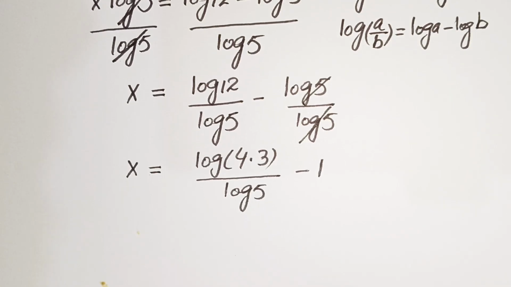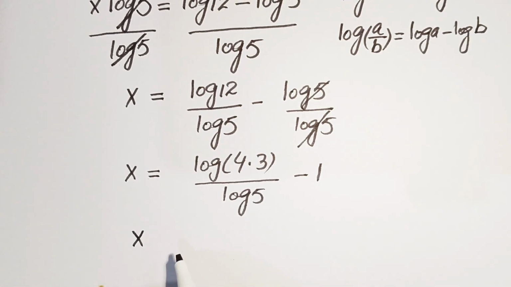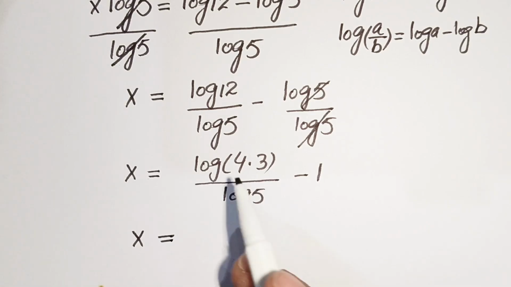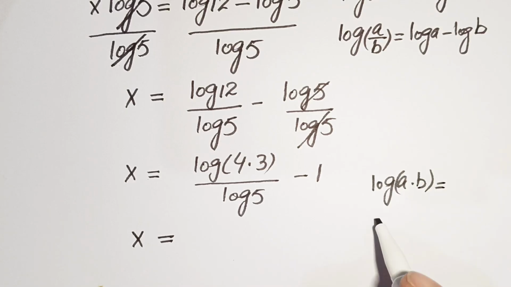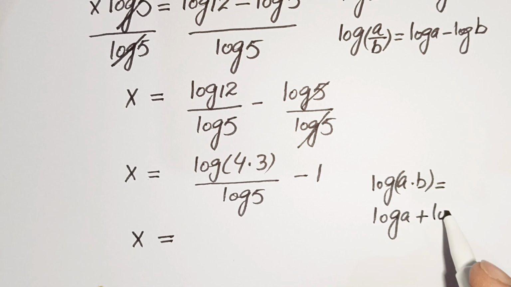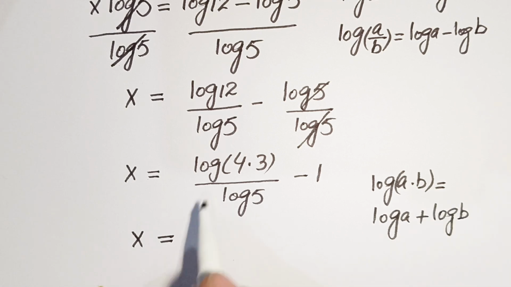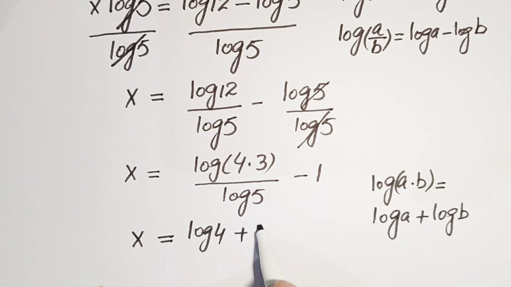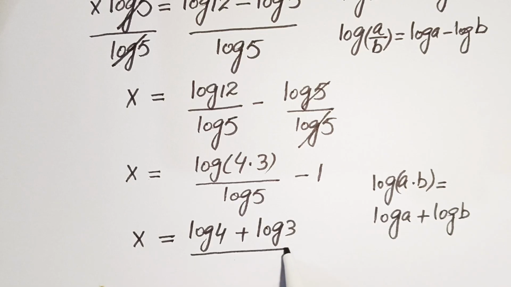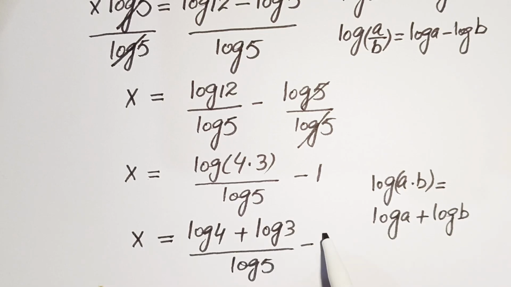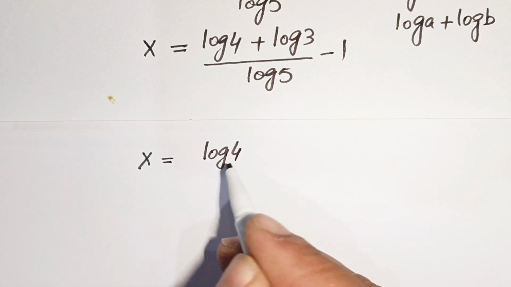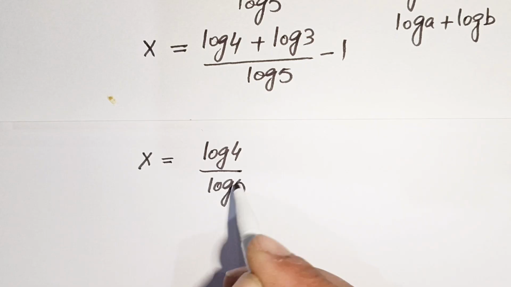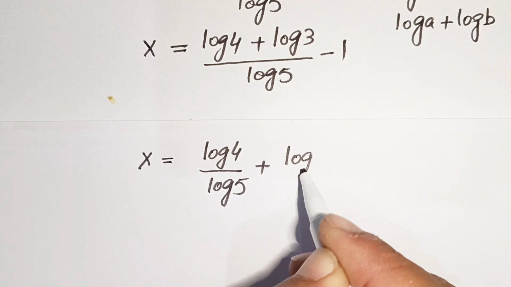Now our next step is x is equal to, here we use the logarithm law that log a times b is equal to log a plus log b. So this will be log 4 plus log 3 all over log 5 minus 1. Now x is equal to, here we write log 4 separately with the denominator log 5, and similarly plus log 3 over log 5 and minus 1.